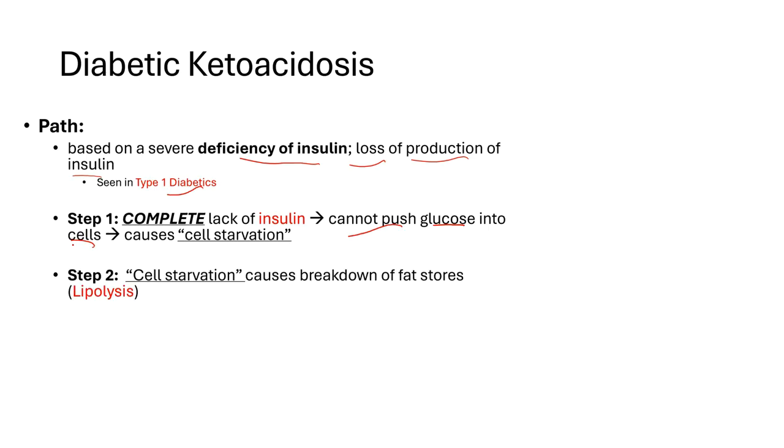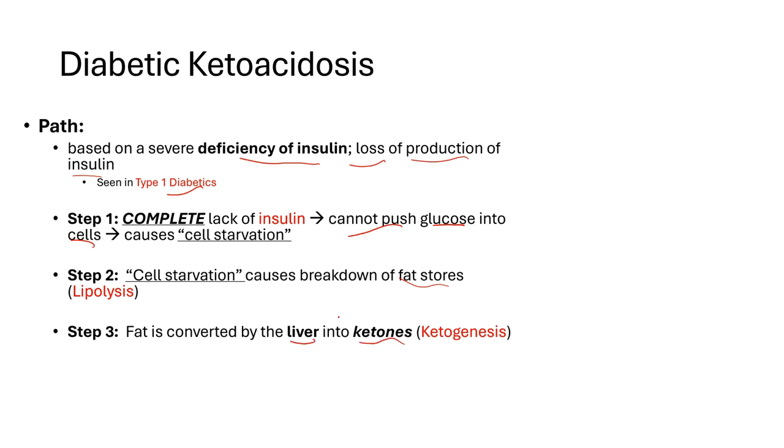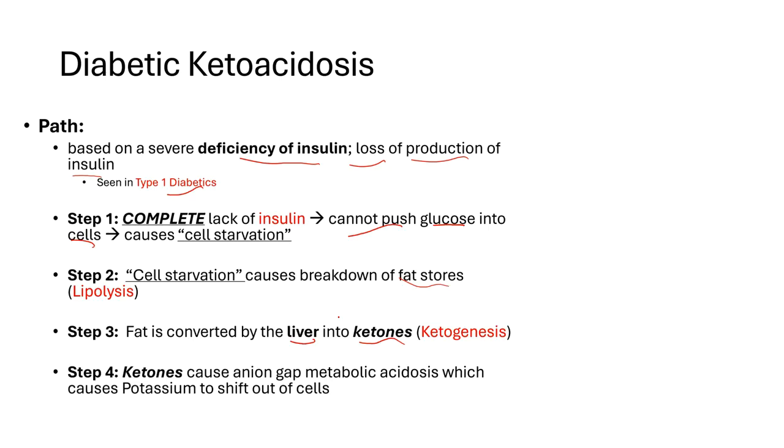Cell starvation causes breakdown of fat stores. This is also known as lipolysis. Lipolysis leads to the creation of fatty acids, which can be converted by the liver into ketones through a process known as ketogenesis. Remember, ketones are considered to be acidic. This leads to a large multitude of complications. The ketones can cause an anion-gap metabolic acidosis, which we'll talk about in the upcoming slides, which can cause a large multitude of things. But I always like to use these stepwise procedures to remind myself, in this case, that this leads to a shift of potassium out of the cells, which we'll talk about in the upcoming slides.